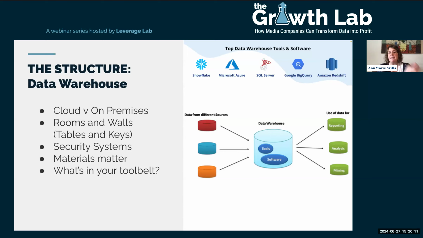Do we do this work in a cloud environment like AWS, like Snowflake, like Azure, Google BigQuery? Do we do it in a Microsoft environment? All of those questions, really important questions. And then there's how do we build the rooms and the walls, the way that our house flows to fit our lifestyle. Those are the tables and the keys and the ways that we tie this data together.